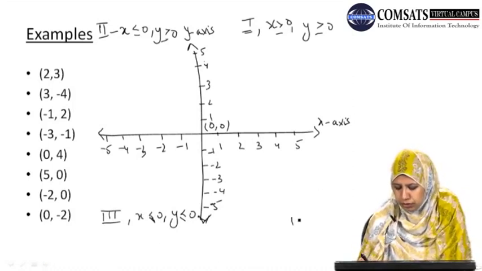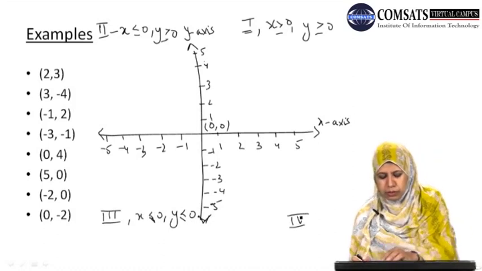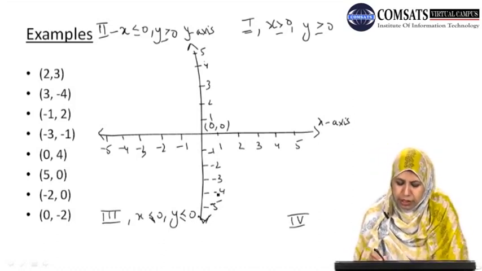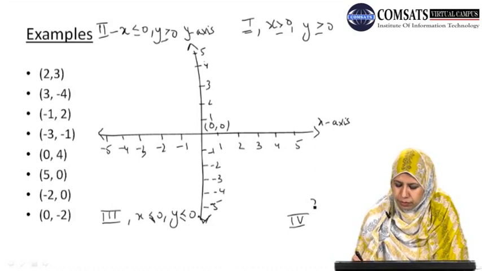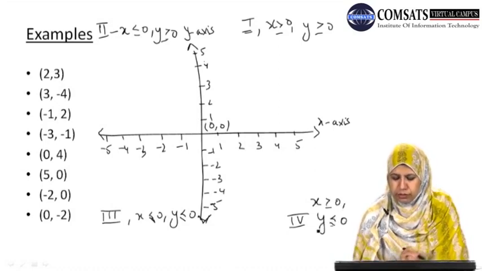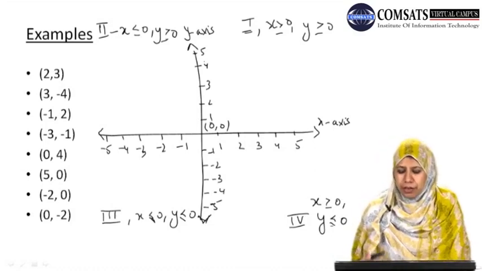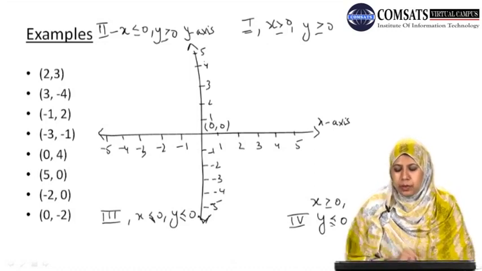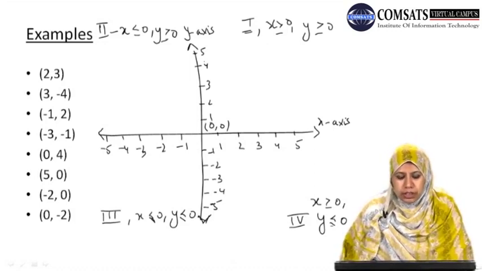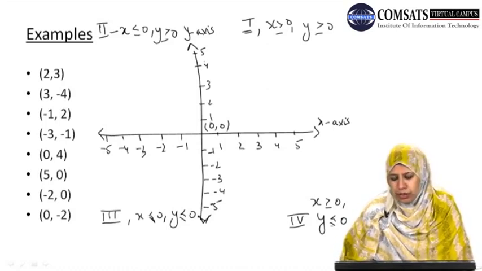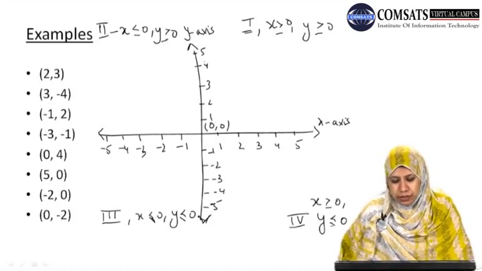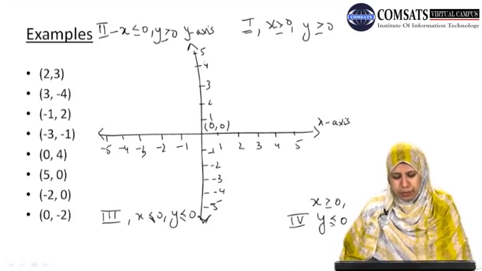So the right one on the bottom, here we have x positive and y negative. So in this way we have divided our coordinate plane into 4 quadrants. The first quadrant when both x and y are positive, second quadrant when x is negative and y is positive, third quadrant when both are negative, and fourth quadrant when x is positive and y is negative.